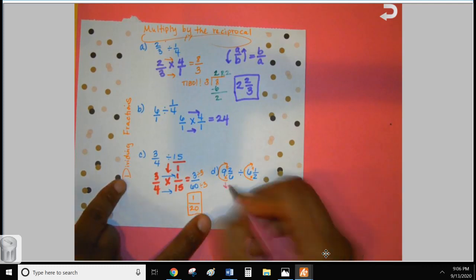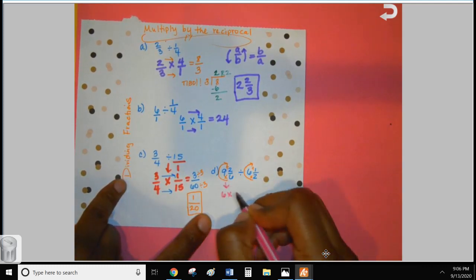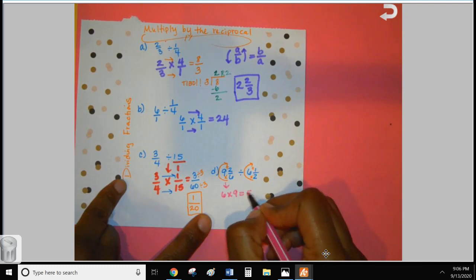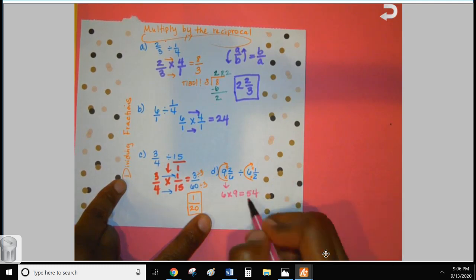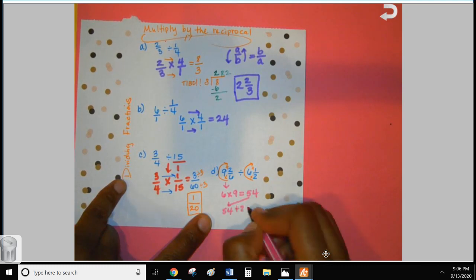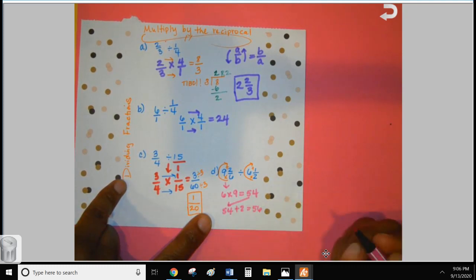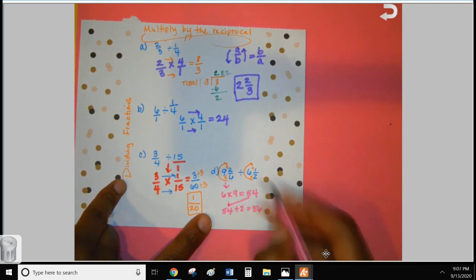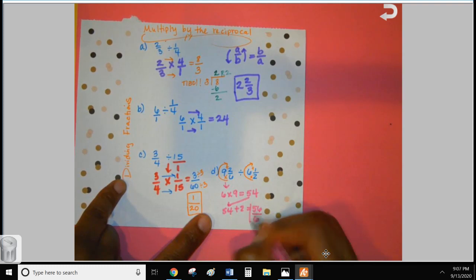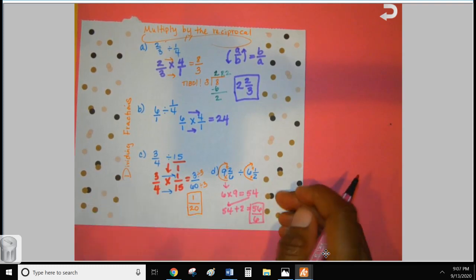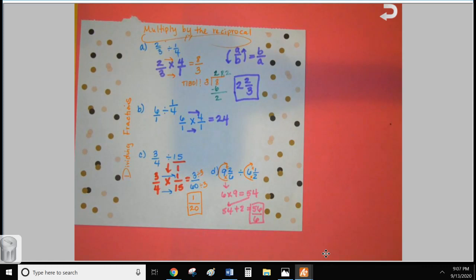So for this one, I would say 6 times 9, which will give me 54. Bring my 54 down. Plus 2 will give me 56. And remember, I keep the same denominator of 6. So this is my new improper fraction for that one.